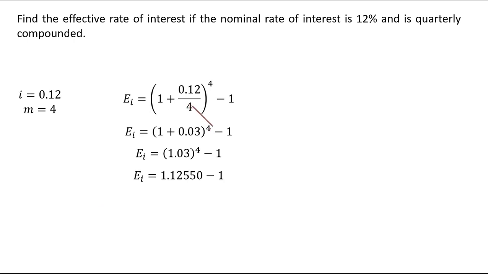So the m is 4 over here, we had an m over here. 1 plus 0.03 is 1.03. When raised to 4 gives us 1.12550. And finally we subtract the 1 to get 0.12550, which can be rounded off to 12.6%.